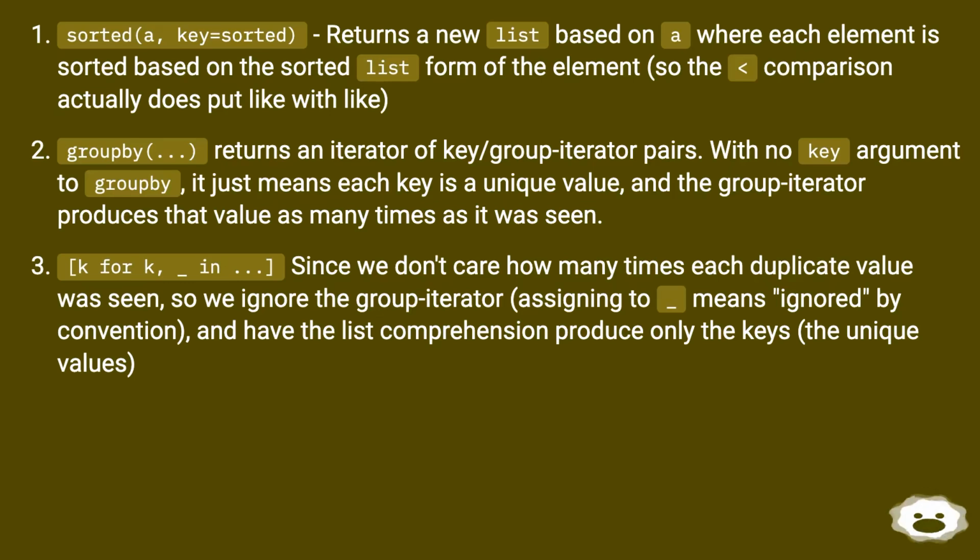groupby(B) returns an iterator of key/group iterator pairs. With no key argument to groupby, it just means each key is a unique value, and the group iterator produces that value as many times as it was seen. k for k, _ in ... Since we don't care how many times each duplicate value was seen, we ignore the group iterator, assigning to underscore, which means ignored by convention, and have the list comprehension produce only the keys, the unique values.